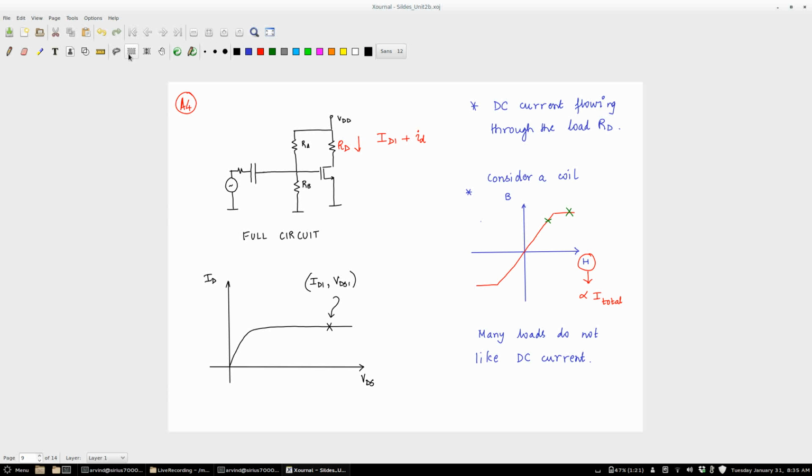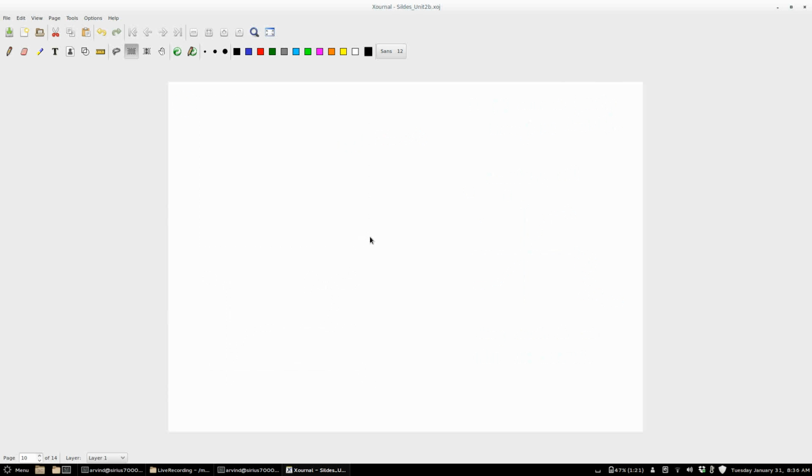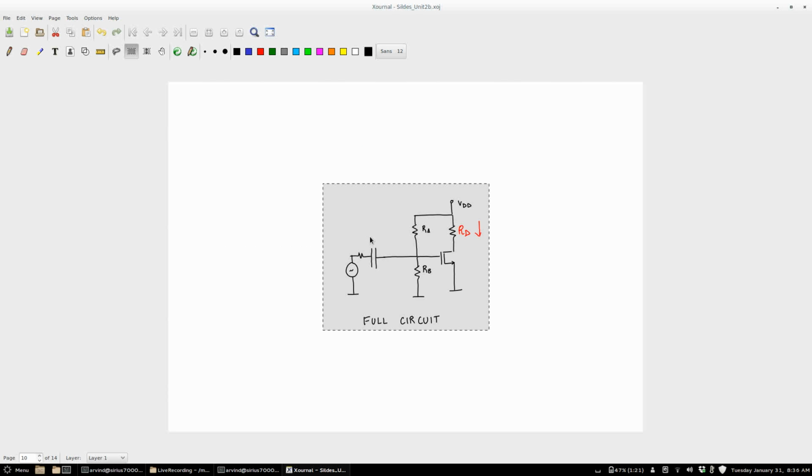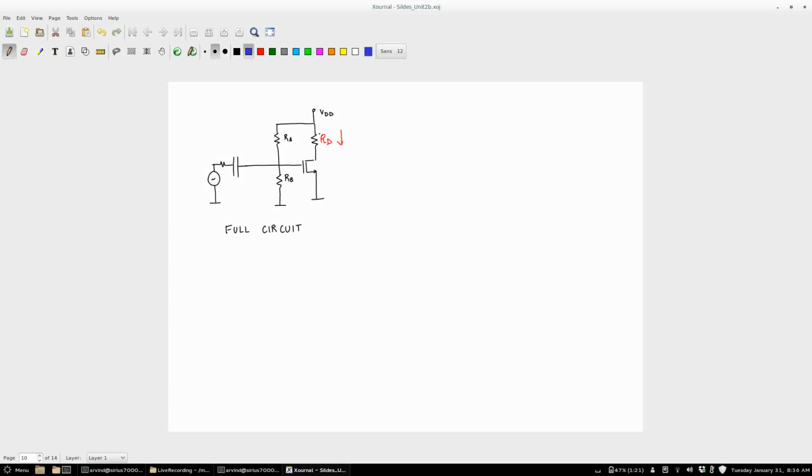All right. So what I am saying is, many loads do not like DC current. So how do you solve this? What do you do to solve this? Now you should be able to guess this. Yes, right? So how would you connect the capacitor? Let me motivate it this way first.